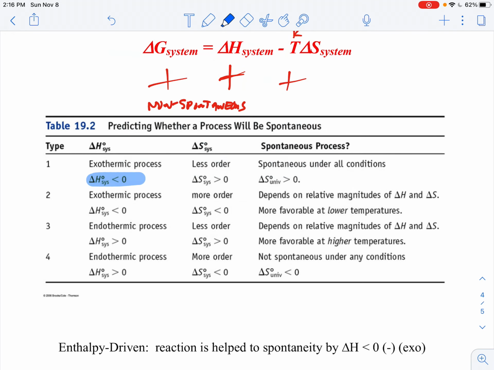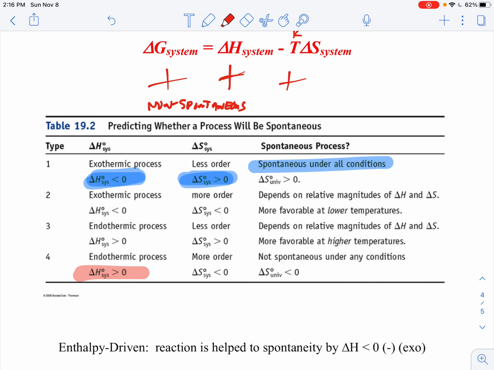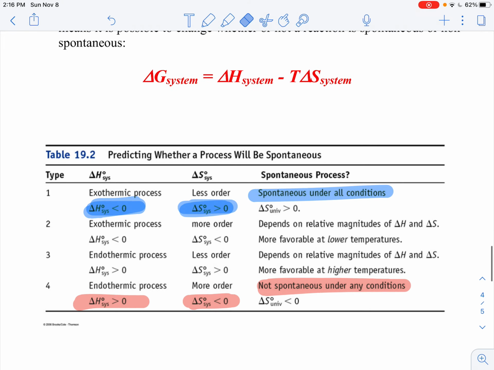So circumstance number 1 up here that I put in blue is delta H is negative, delta S is positive. Under this circumstance, it's always spontaneous. The one that I just did in red here, it is endothermic. That doesn't help. It is becoming less chaotic. That doesn't help. This is not spontaneous no matter what you do. Now I've got 2 more circumstances.